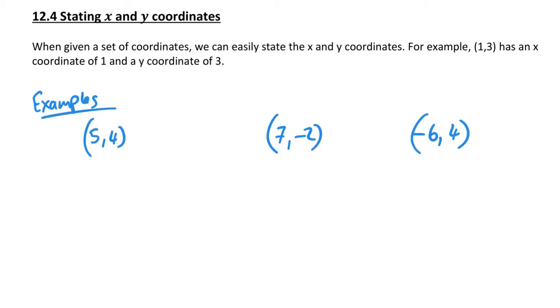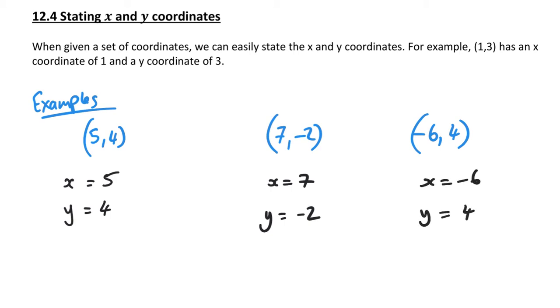So in the coordinates (5, 3), x is equal to 5 and y is equal to 3. In the coordinate (7, -2), x equals 7 and y is -2. And in (-6, 4), x is negative 6 and y is positive 4.